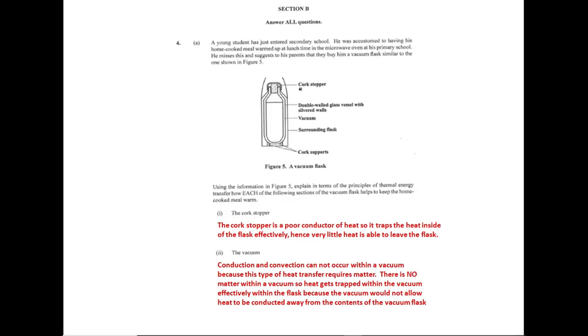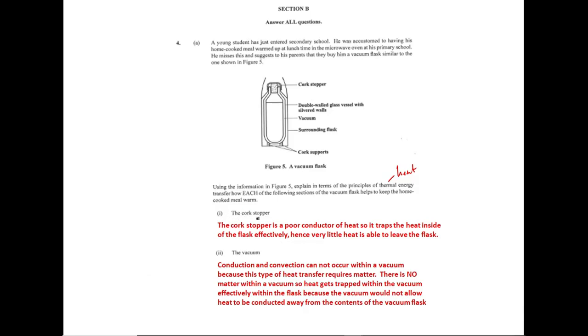So here we have it. The vacuum flask is equipped with a cork stopper, double wall glass vessel with silvered walls. So your brain should start ticking here. You have a vacuum, of course, because it's a vacuum flask, and a surrounding glass, a surrounding flask, and then you have 2 cork supports. Okay, so we know all the parts of this particular vacuum flask. Now it says, using the information in figure 5, explain in terms of the principles of thermal energy, another word for heat, transfer, how each of the following sections of the vacuum flask helps to keep the home cooked meal warm.